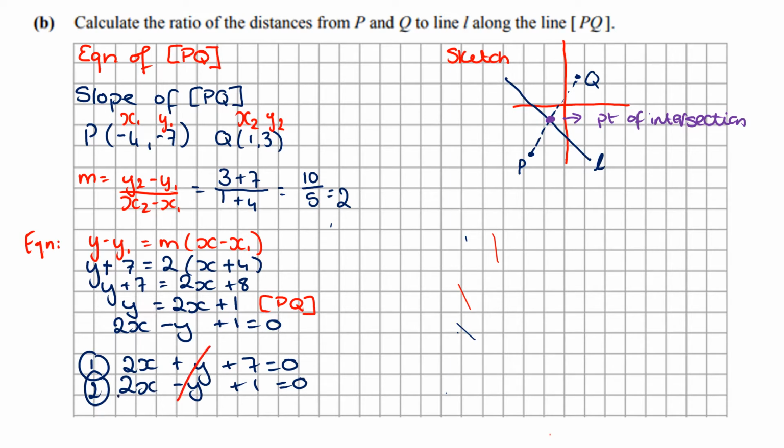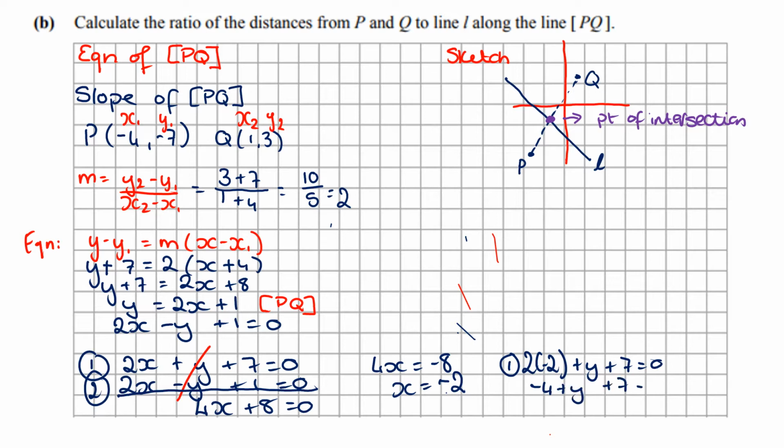Notice here how those y's cancel straight off. So we get 3x plus 6 equals 0... so we get 4x plus 8 equals 0. So we get 4x equals minus 8, x is equal to minus 2. And then we want to sub that back in. So we go to 1 and we get 2 times minus 2 plus y plus 7 equals 0. So we get minus 4 plus y plus 7 equals 0. So y plus 3 equals 0. So y is equal to minus 3. So that point is (minus 2, minus 3).